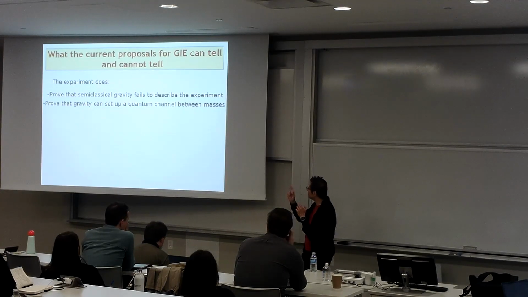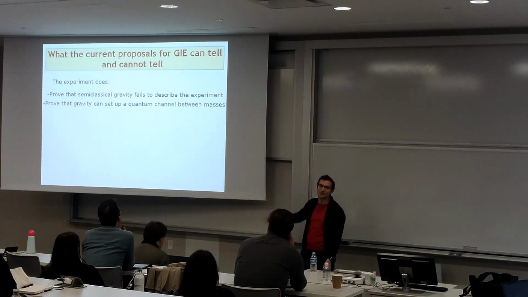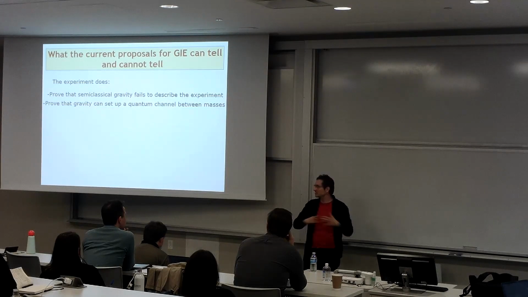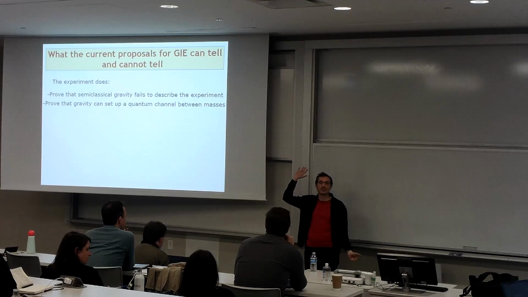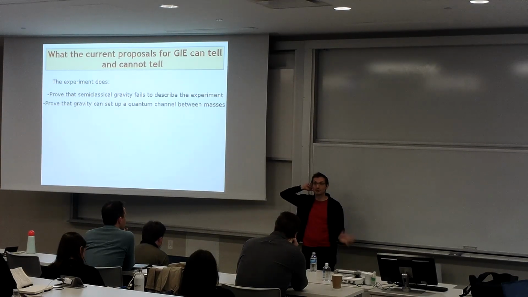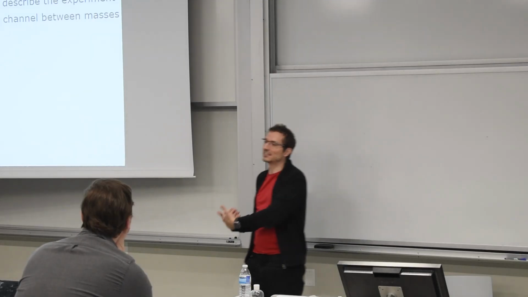It does several things. It's an experimental proof that semi-classical gravity fails to describe the experiment. Semi-classical gravity, where you just put expectation values, does not give that prediction. It cannot entangle anything. In fact, it disproves a lot of local stochastic theories for gravity. Not all of them, but a good chunk of them, that, to be completely fair, nobody trusted for other reasons.